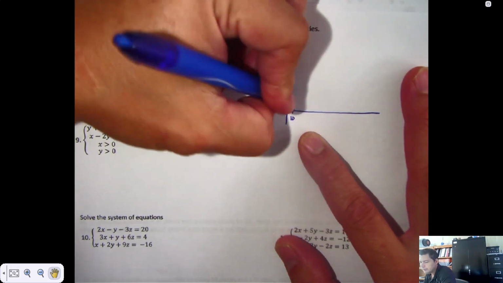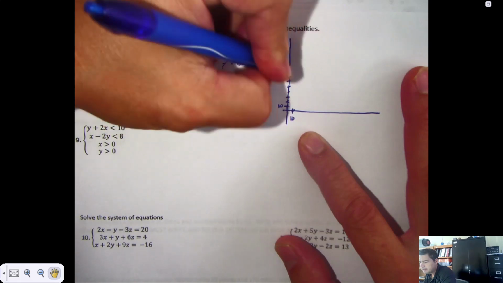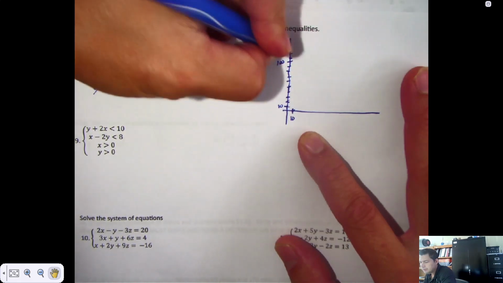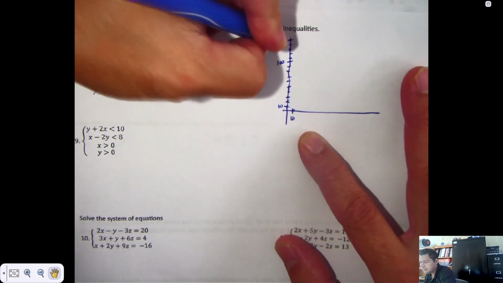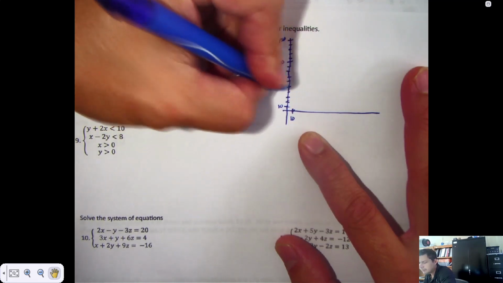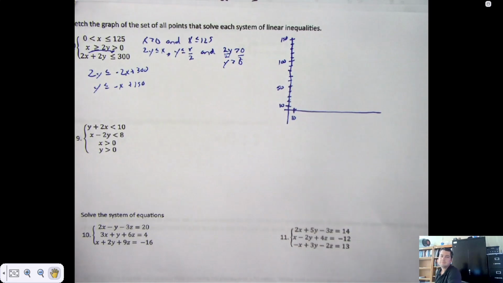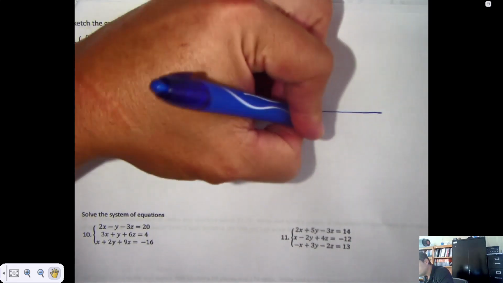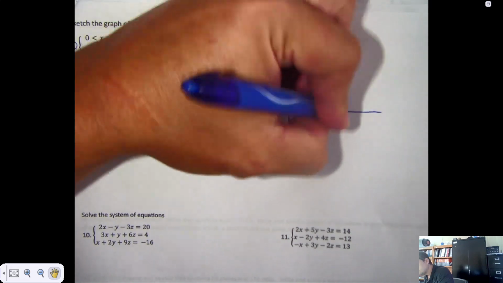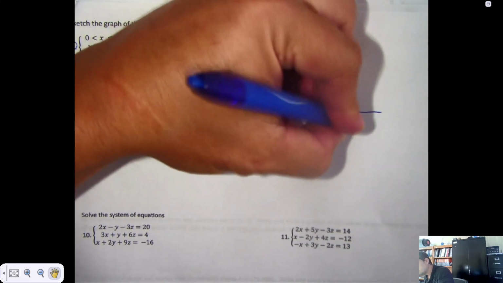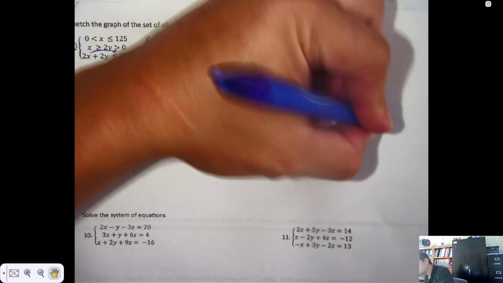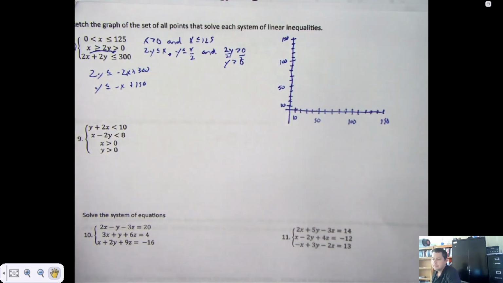Let's see, 20, 30, 40, 50, 60, 70, 80, 90, 100, 110, 120, 130, 140, 150. The reason I said tens is because of these numbers here.